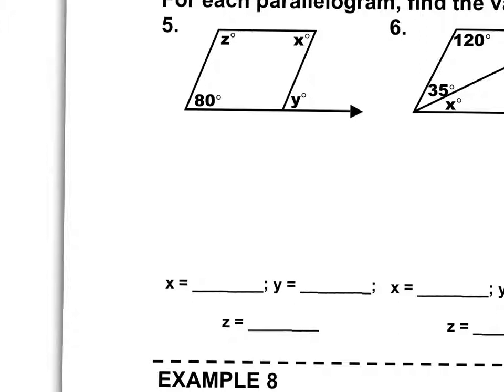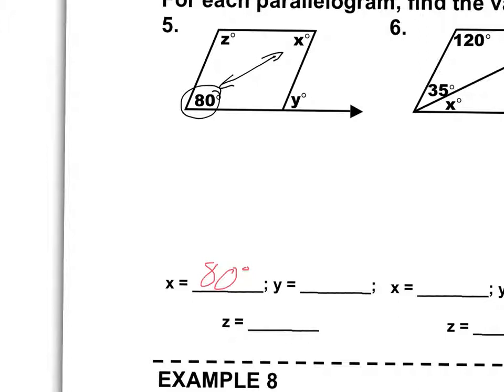They tell us that these are parallelograms. For each parallelogram, that means those 5 properties we learned on the other page apply to these figures. What does it say about opposite angles? Well, I'm pretty sure it says opposite angles are congruent. So if this angle is 80, what should x be? That's right, 80. So x is 80.